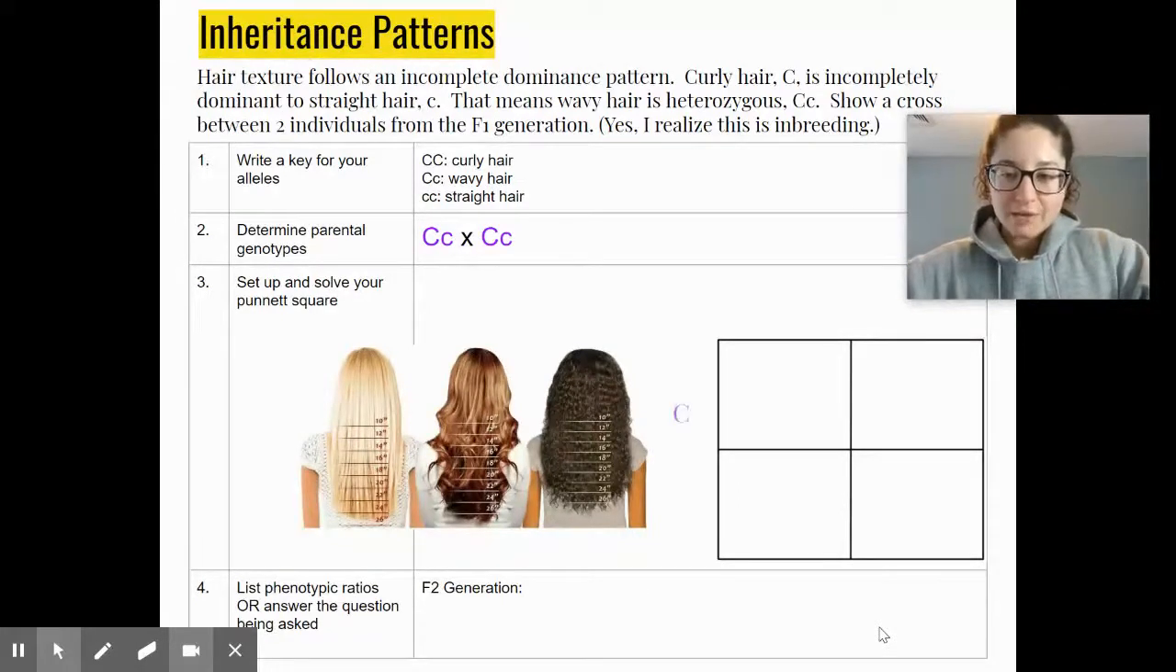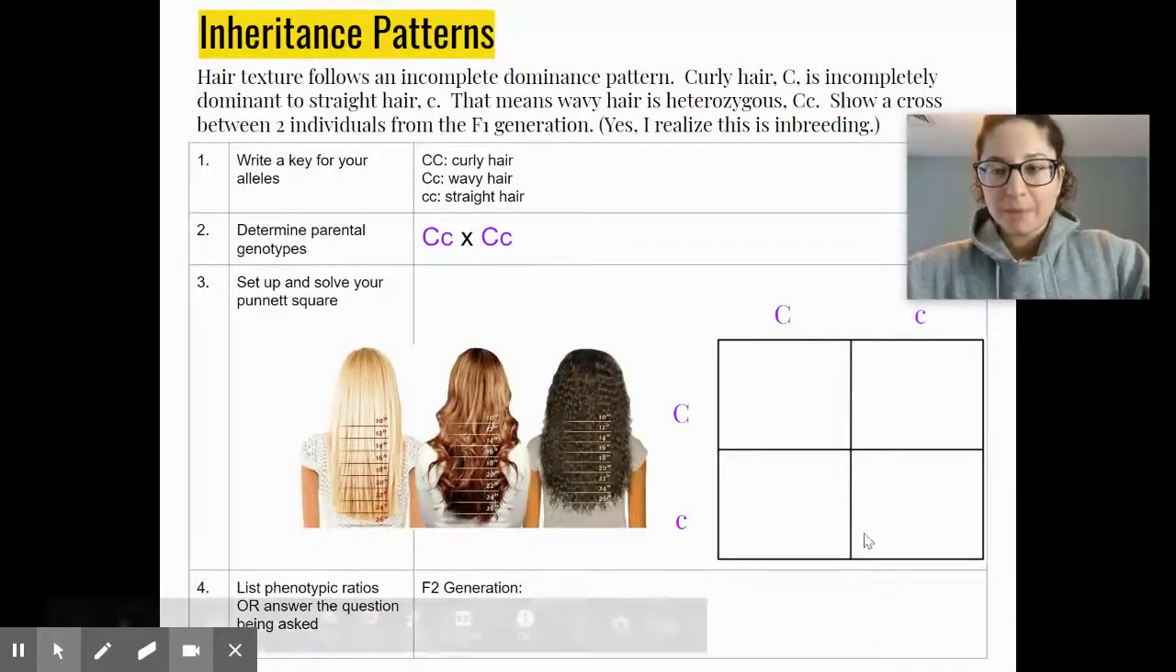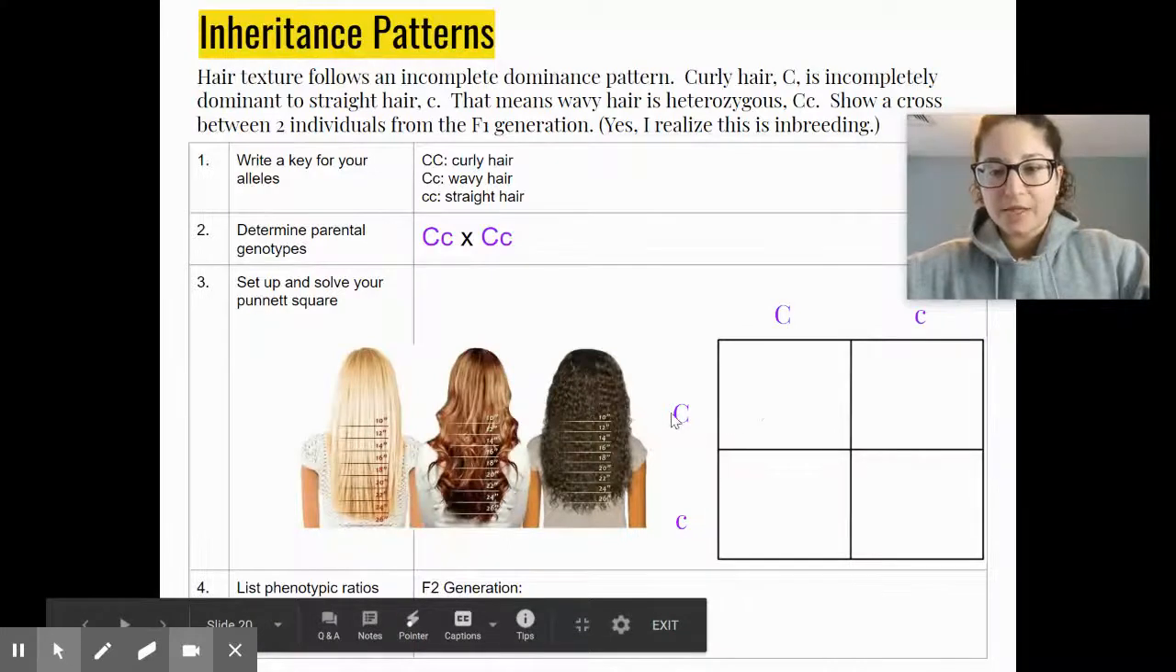So again, we write mom's genotype down the side. We write dad's genotype across the top. And then we fill in our boxes. So big C, big C. We have big C, little c. We have big C, little c. And then we have little c, little c. So in this case, we are seeing all three phenotypes.